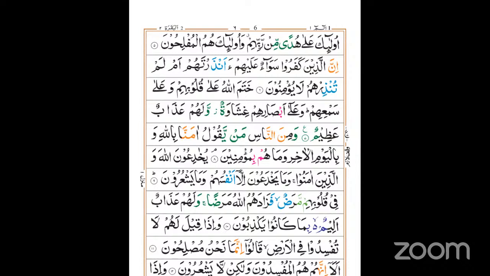Anzara, anzara, anzaru, anzarat, anzarata, or anzarata, right? Yep. Or anzarta. Anzarata, anzarna, anzarta, anzartuma, anzartum, anzarti, anzartuma, anzartunna, anzartu, anzarna.